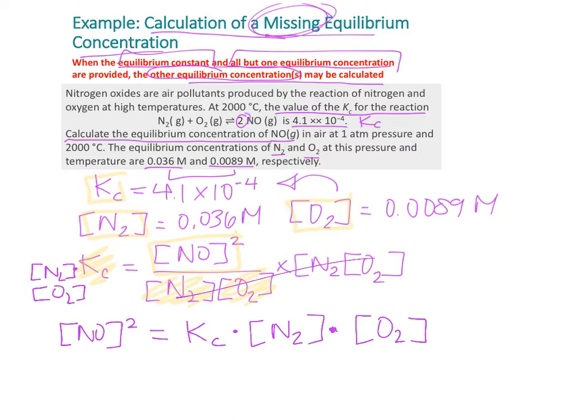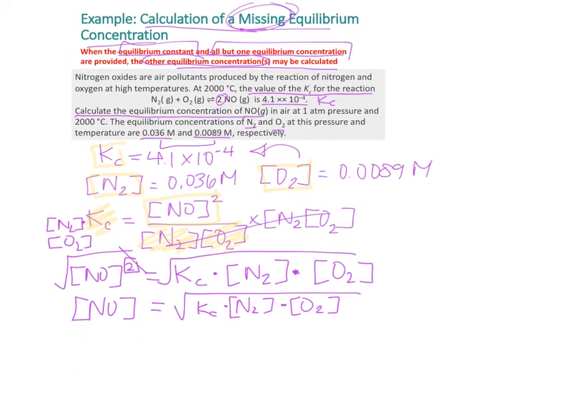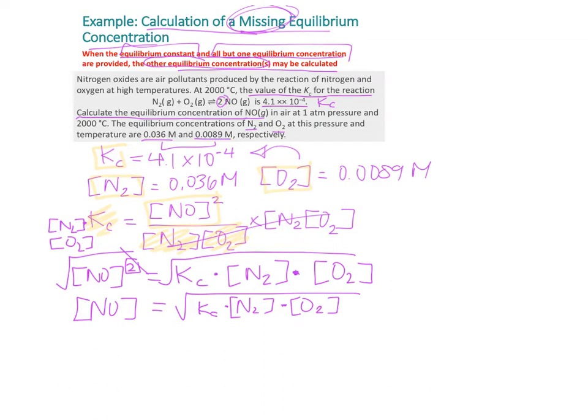Now, to get this concentration of NO by itself, we need to take away that square, right? So you see this little square right here? We need to take that away. To do that, we are going to do the square root on both sides. That square root cancels that square, and what we're left with is NO equals square root of Kc times N2 concentration times O2 concentration. And now we will be able to solve for the concentration of NO. And from there you just plug in, because we have all those values.